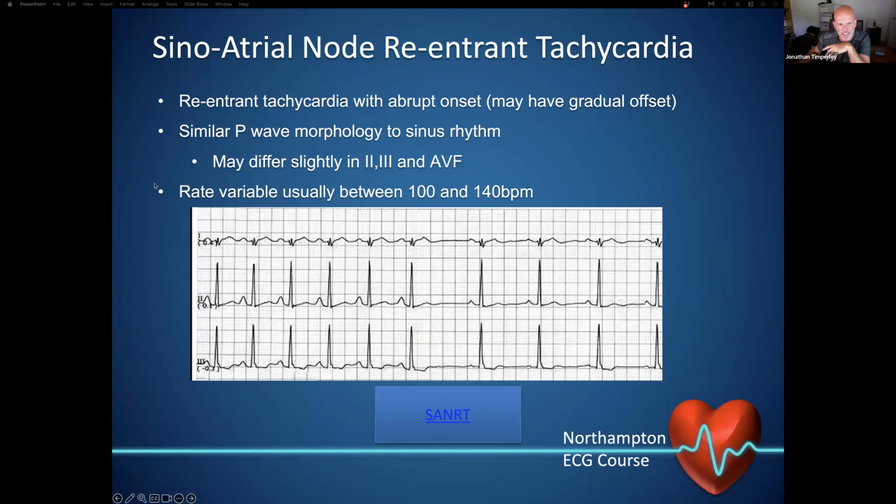If we look at this example we've got here, we can see we have our PQRS coming through, and then we have a slightly different P-wave morphology when we compare it to those that were in sinus rhythm, but it is very similar, just very subtly different.